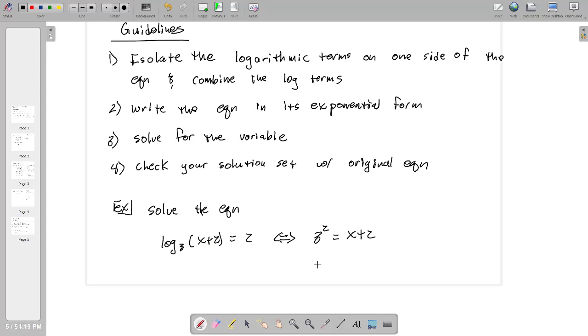And then we solve for x. So we get 9 is equal to x plus 2, which means x is equal to 7. So we've isolated the variable now. So our solution is x equals 7. We now just need to check it with the original equation. Plug in 7 here. 7 plus 2 is 9. 3 squared is equal to 9. So this is a true solution.